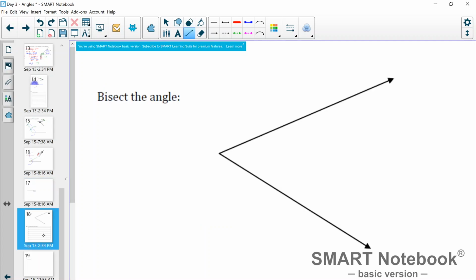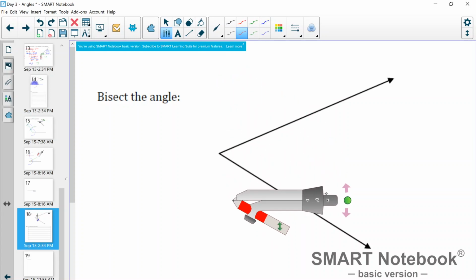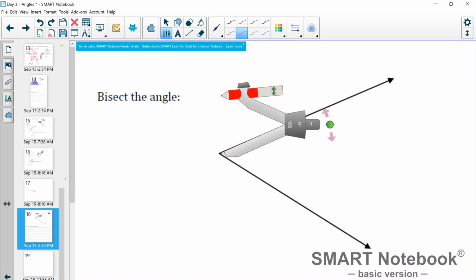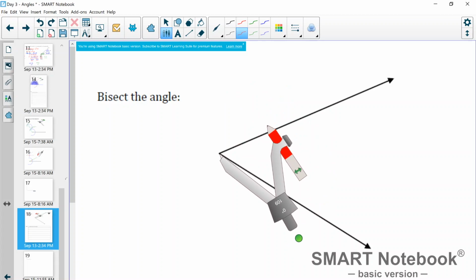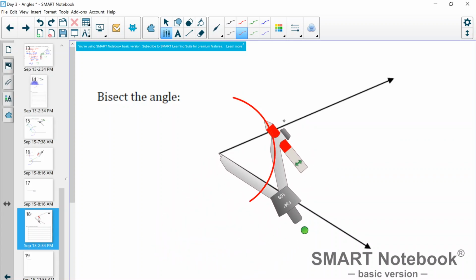This particular problem, we are tasked with bisecting the angle. So bisecting means we're going to cut this in half. So again, we're going to use the compass, and we're using pretty much the same methodology as we did for copying the angle. We want to put our bullseye on the vertex, and we're going to open up our compass as far as we want. It really doesn't matter. Once we're satisfied with where we want to mark, we're just going to run it through both sections.